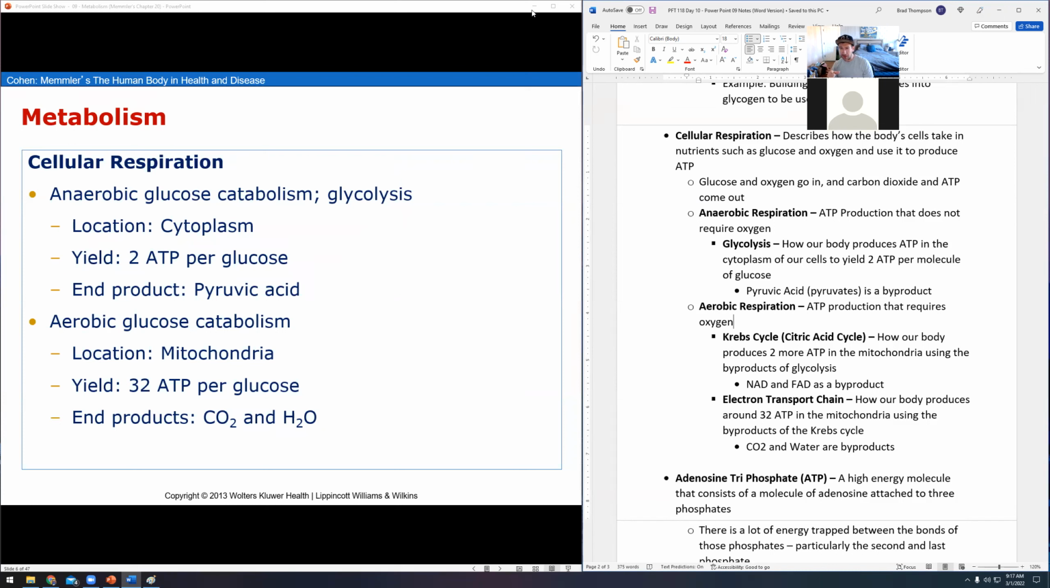But remember, we're making that pyruvic acid as a byproduct every time we do it. So pyruvic acid is starting to build up, and that is going to be in the fluid of our cells, so this is in the cytoplasm. When there's no oxygen present, what ends up happening to that pyruvic acid is it starts to ferment, right?